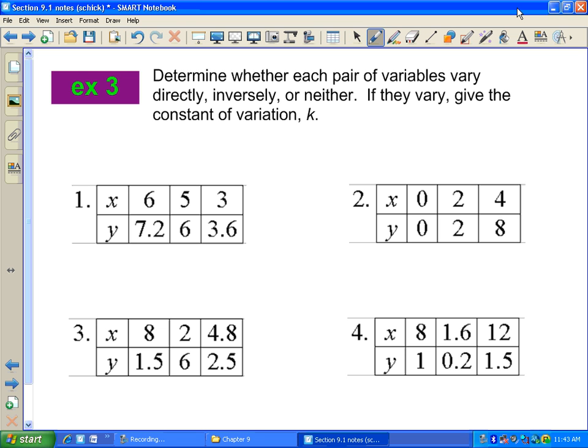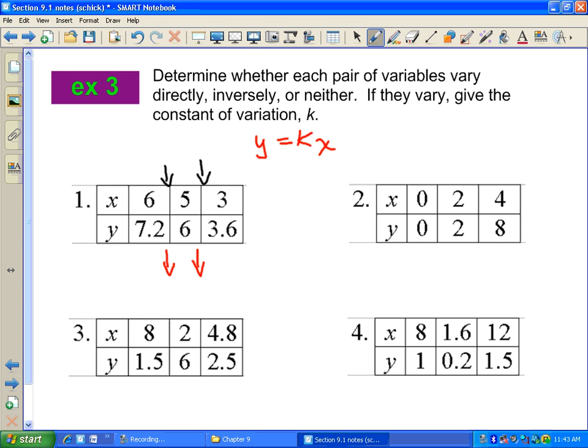6 to 5, well, x is going down. 5 to 3, x is going down. So as my variable x goes down, what's my y doing? Well, 7.2 to 6, y is going down. 6 to 3.6, y is going down. So it's varying directly. As x goes down, y goes down. So it should be y is equal to kx.